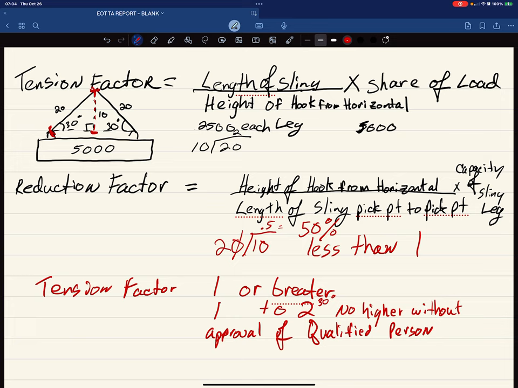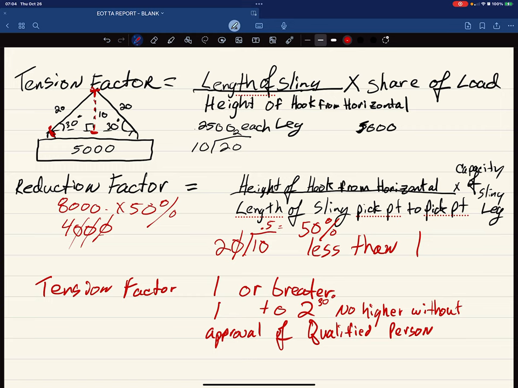So, for example, say these slings were only rated to 8,000 pounds. That would mean we had a 4,000 pound reduction. Half of the known capacity. So that is how we use our reduction factor when we know the capacity of the sling.